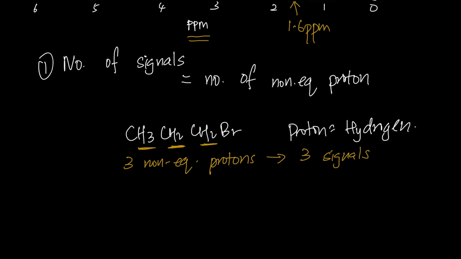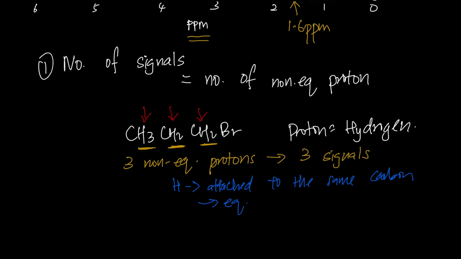Normally the hydrogens that are attached to the same carbon are equivalent. As you can see here, these three protons are the same, so they are equivalent. These two protons are equivalent, and these two protons are equivalent. So in total, you have three types of protons, three non-equivalent protons. For this compound, you'll see three signals on the proton NMR spectrum.